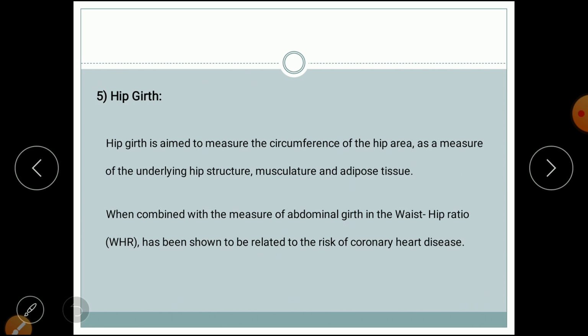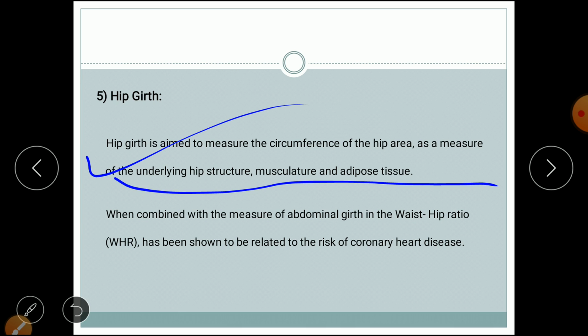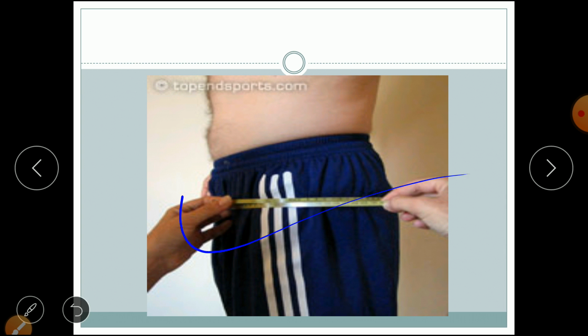Next is hip girth. Hip girth aims to measure the circumference of the hip area, a measure of the underlying hip structure, musculature and the adipose tissue, to check how much fat accumulation of adipose tissue has happened. For all this we take the hip girth. And if hip girth and abdominal girth are taken together, that is known as the waist hip ratio. Okay, and it is very much important for 3 marks, waist hip ratio. So this is about the hip girth.